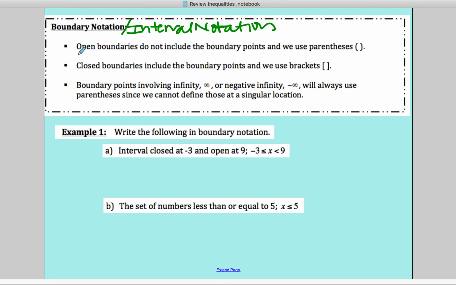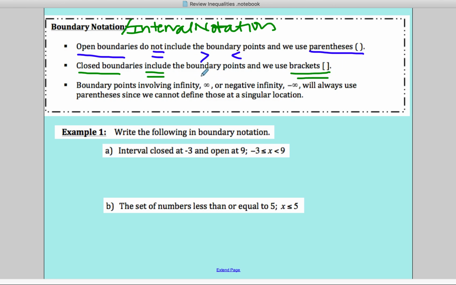When we have open boundaries, what that means is that the endpoints are not included. We use parentheses. In an inequality, when you have greater than or less than, that is when we use parentheses. It's not equal to, so it's not included. When we have closed boundaries, we want to include the endpoints, and in that case, we go ahead and use brackets.